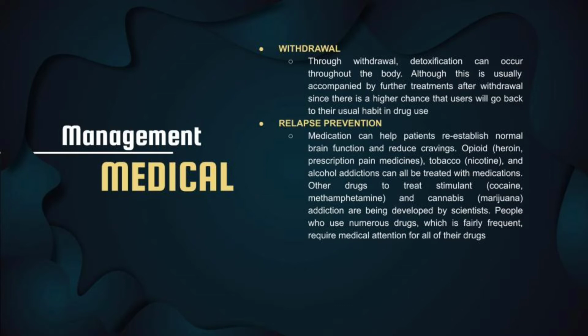Second, relapse prevention. Medication can help patients reestablish normal brain function and reduce cravings. Opioids such as heroin, prescription pain medicines, tobacco like nicotine, and alcohol addictions can all be treated with medications. Other drugs to treat stimulants such as cocaine and methamphetamine and cannabis marijuana addiction are being developed by scientists. People who use numerous drugs, which is fairly frequent, require medical attention for all of their drugs.